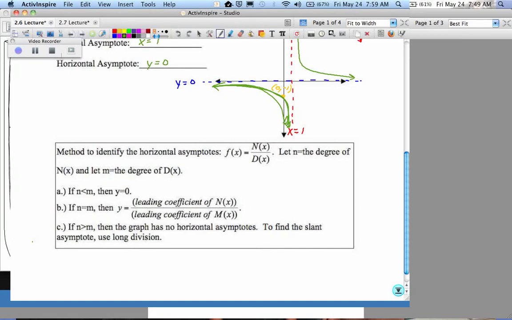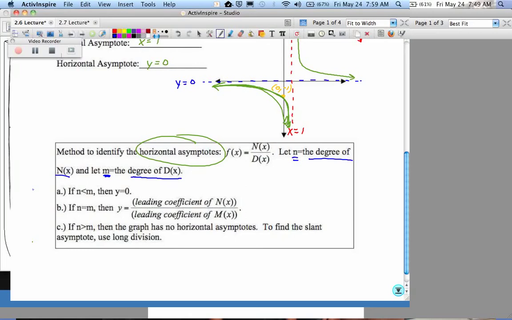All right. Horizontal asymptote rules, right here. If n is smaller than m, and what they're talking about is m is the degree of the denominator, n is the degree of the numerator, right?